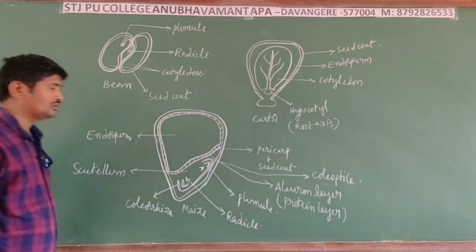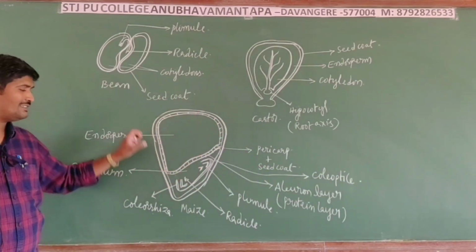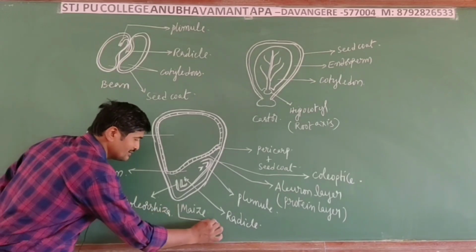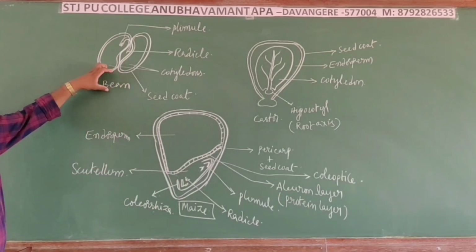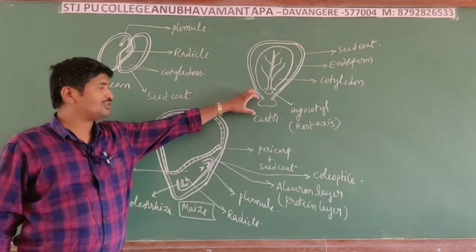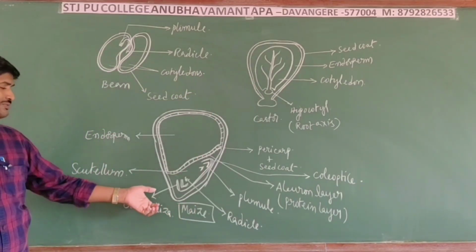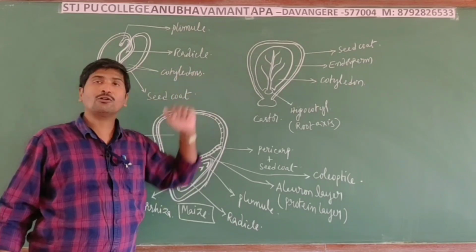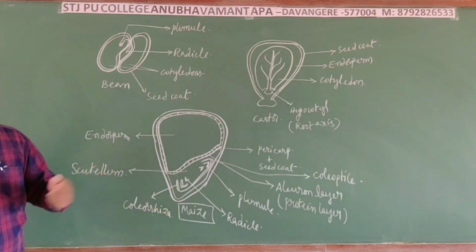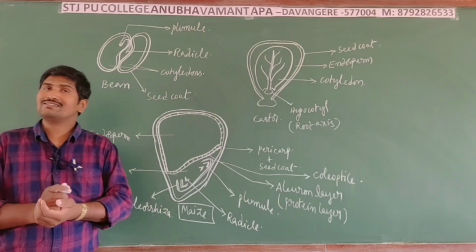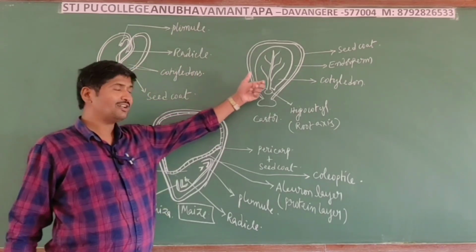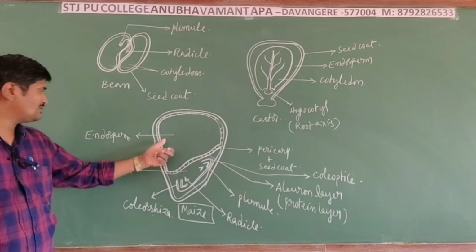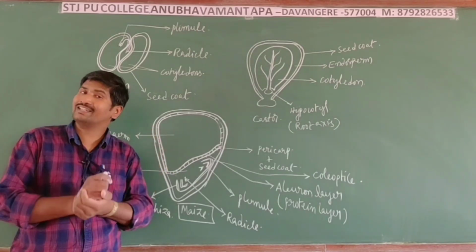This is the structure of the maize seed. This is the structure of the bean seed, the structure of the castor, and the structure of the maize. These two are dicotyledon seed structures. This one is the monocotyledon seed structure. It is a non-endospermic seed, it is an endospermic seed, and it is also an endospermic seed.